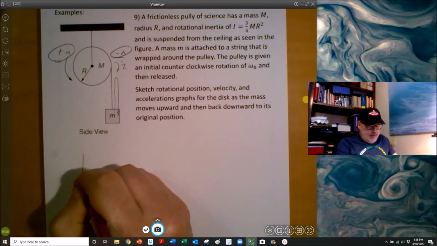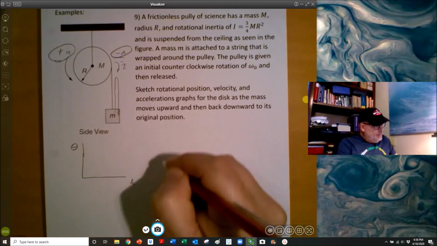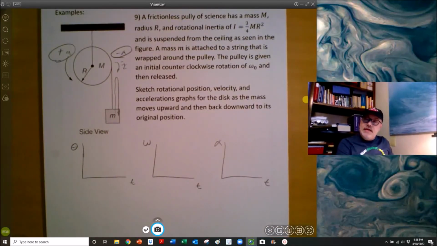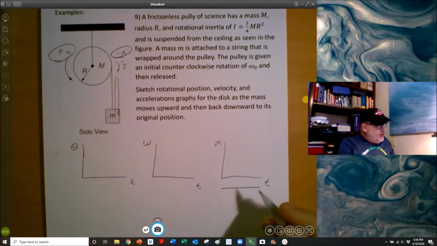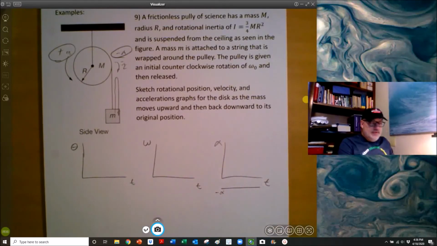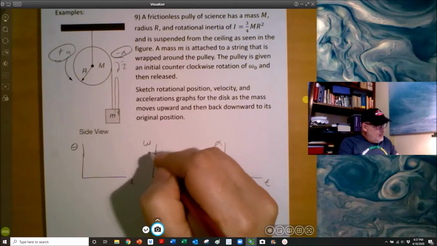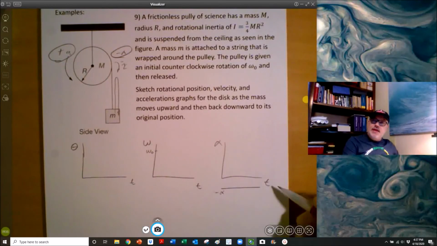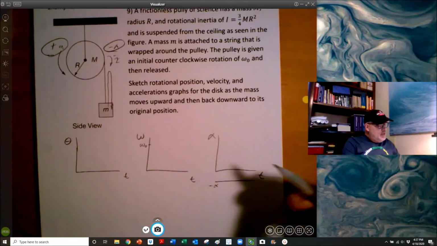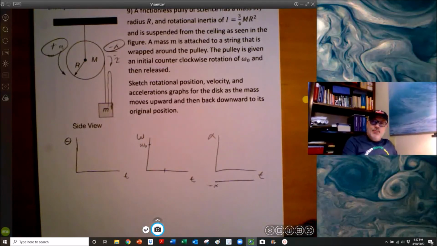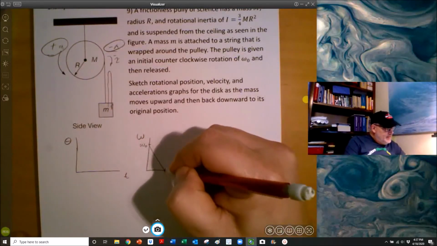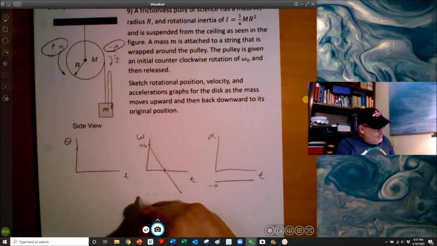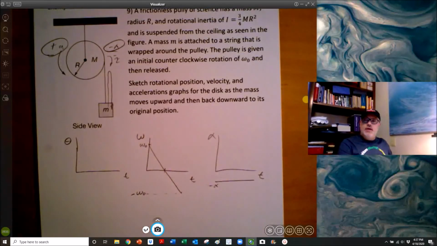So let's see, here is theta versus time, here is omega versus time, and here is alpha versus time. So let's do the easiest one first. We know we have a negative acceleration. Now, we start with an omega that's positive, but we have a negative acceleration, so we're going to have a negative slope. But they want it to come all the way back to where we started. So we're going to have to stop somewhere at the top, and then end up going the same speed downward that we were going upward, because it's all symmetrical. So this would be negative omega naught down here.